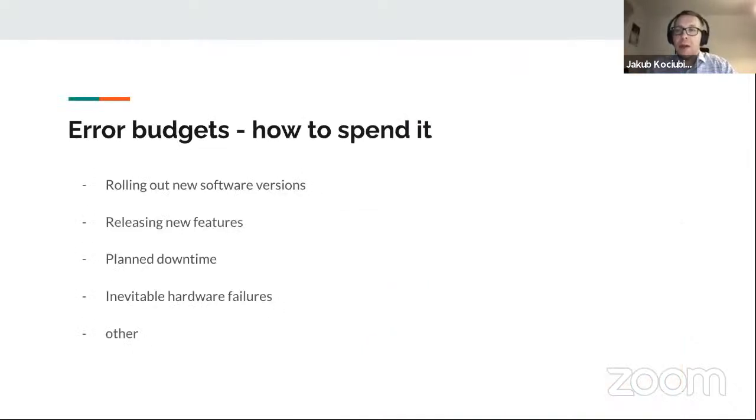Now, what could you spend your error budget on? You could roll out new features. You could say, okay, we have an hour left this month of unavailability. Let's roll a feature out and spend that budget on the errors that will probably come with the new feature. We could do planned downtime. We also have to expect hardware failures and other things.